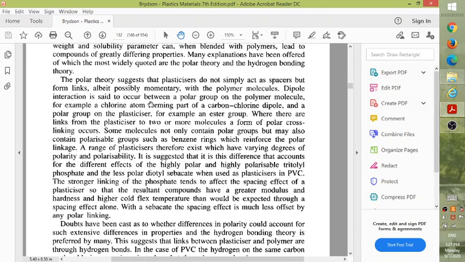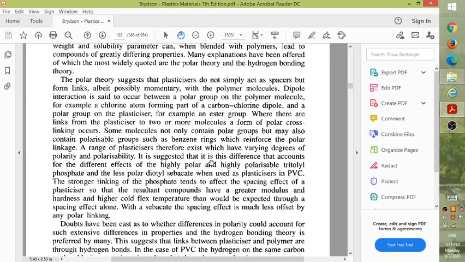Dipole interaction is said to occur between a polar group on the polymer molecule, for example a chlorine atom forming part of a carbon-chlorine dipole, and a polar group on the plasticizer, for example an ester group, where there are links from the plasticizer to two or more molecules. A form of polar cross-linking occurs. Some molecules not only contain polar groups but may also contain polarizable groups such as benzene rings, which reinforce the polar linkage. A range of plasticizers therefore exists which have varying degrees of polarity and polarizability.